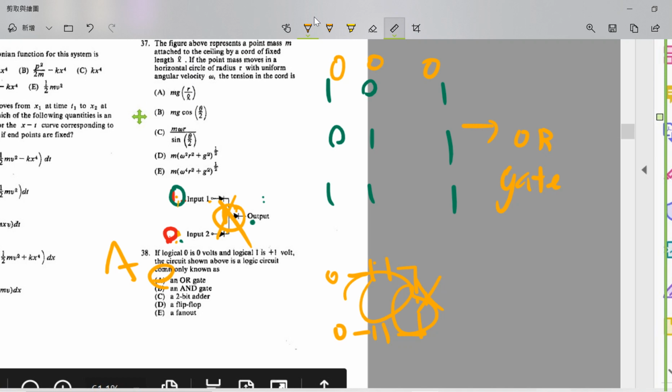So that's it. And basically you can go to Google and see what the other options mean. Basically the fan out is not a circuit, and the flip flop is a circuit. And the 2-bit adder is not. 2-bit adder means that you just add at least 2 bits, which is not the case. And then not an AND gate. So AND gate means that unless both are 1, otherwise it's 0. So the answer is A. Okay, that's it.